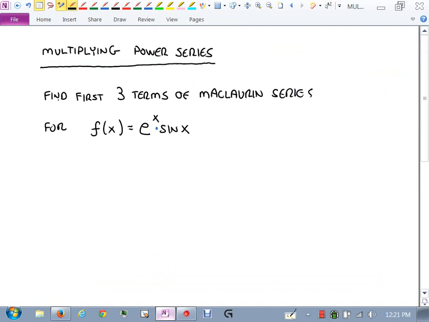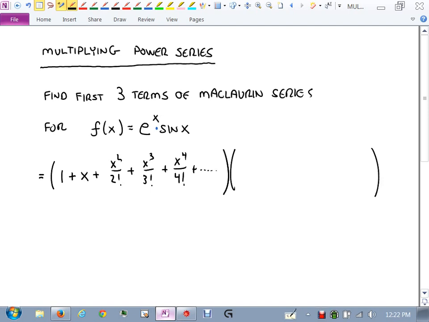So do you agree that this is the same as, what is the power series for e to the x? Give it to me term by term. Don't give me the sigma notation. 1 plus x plus x squared over 2 factorial, x cubed over 3 factorial. I'll just go one more. X to the 4 over 4 factorial plus dot, dot, dot, right? Okay. I'm supposed to multiply that by the power series for sine. What's the power series for sine? X minus x cubed over 3 factorial plus x to the 5th over 5 factorial minus x to the 7 over 7 factorial plus dot, dot, dot.